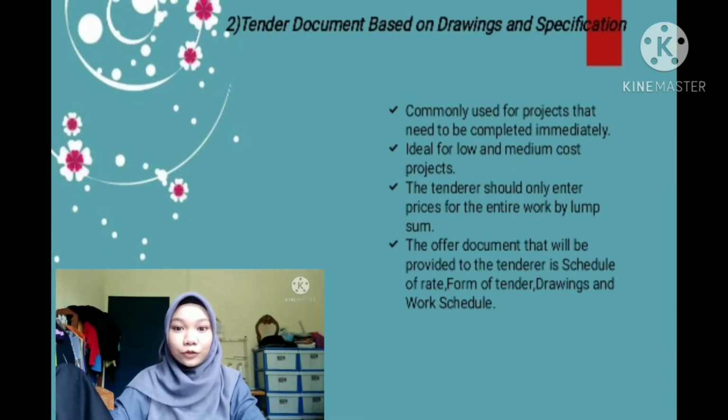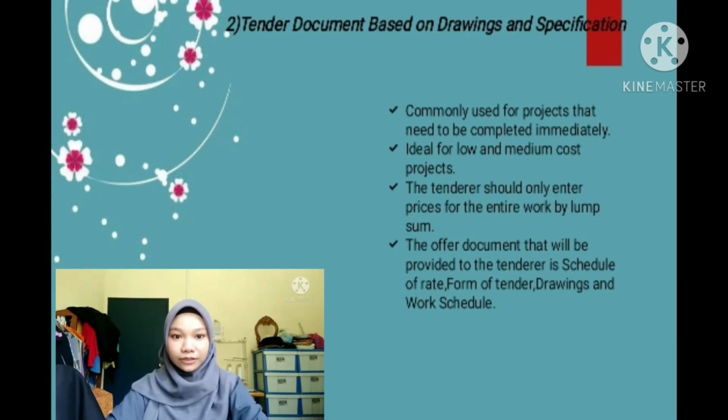Tender document based on drawing and specification or lump sum is commonly used for projects that need to be completed immediately, where the QS is unable to provide a BQ. This document is ideal for low and medium cost projects. The tenderer should only enter a tender for the entire work by the lump sum. If this contract is based on lump sum, the offer documents provided to the tenderer are schedule of rate, form of tender, drawing, and work schedule.